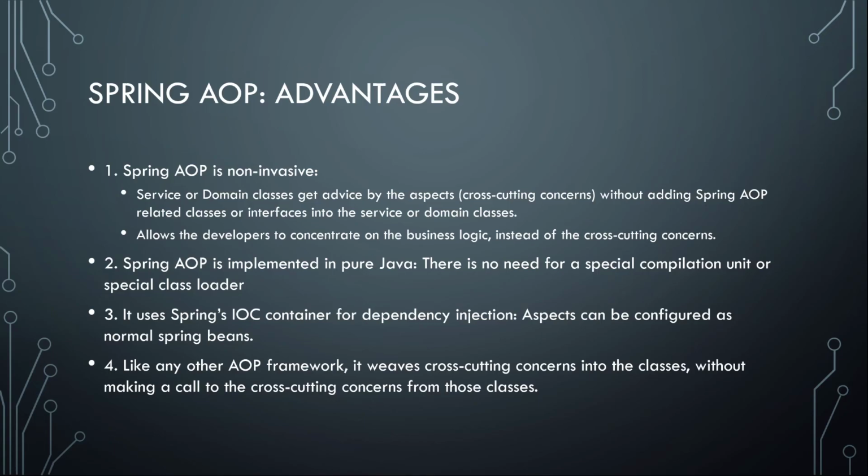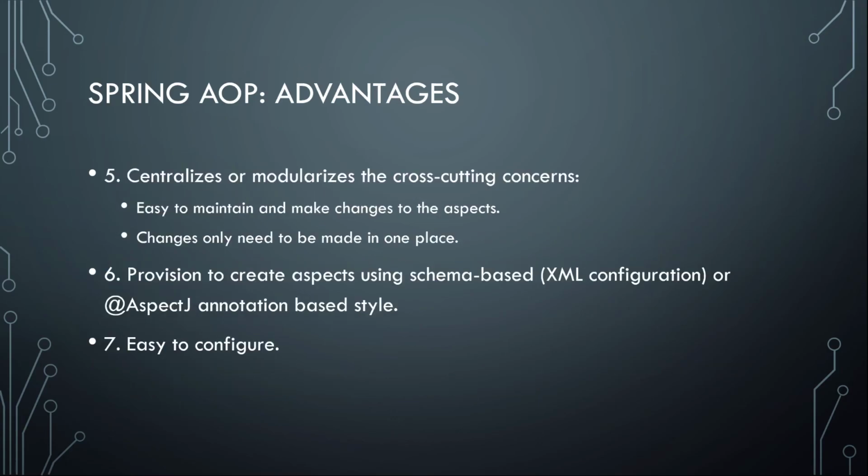It uses the Spring IOC container for dependency injection. Aspects can be configured as normal Spring beans, like any other AOP framework. It weaves cross-cutting concerns into the classes without making a call to the cross-cutting concerns from those classes. It centralizes or modularizes the cross-cutting concerns. It's easy to maintain and make changes to the aspect, and changes only need to be made in one place. Provision to create aspects using schema-based or annotation-based style, and it's easy to configure.